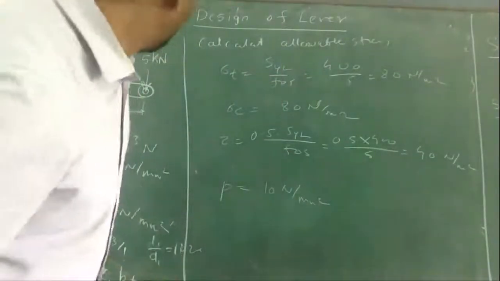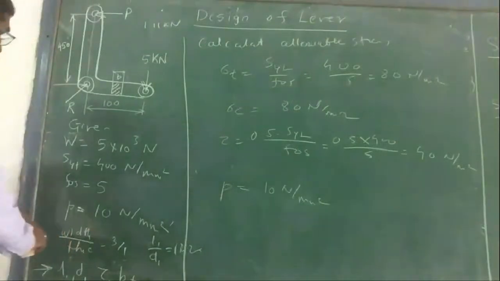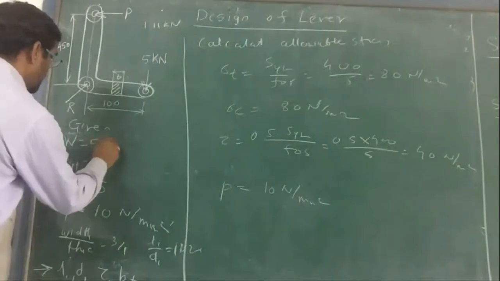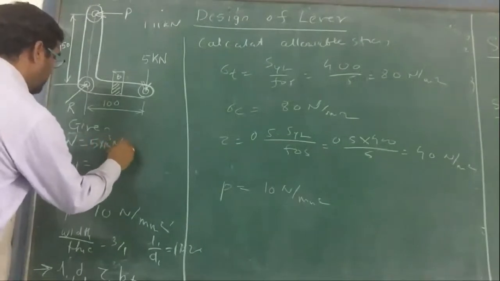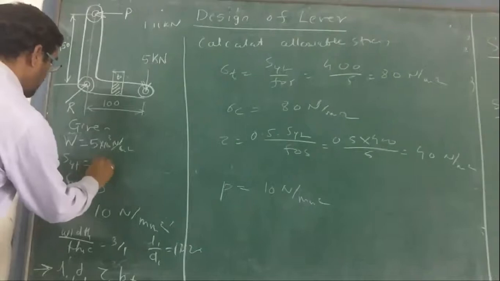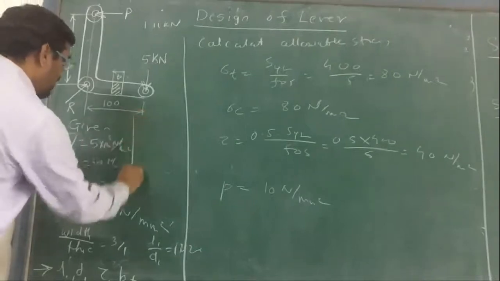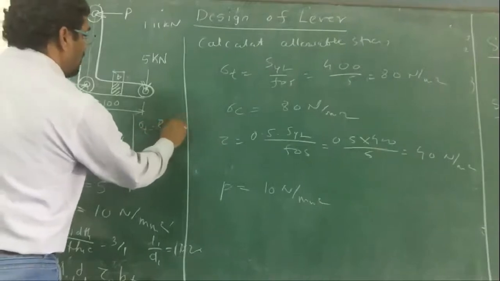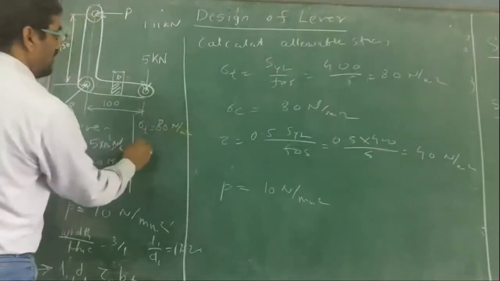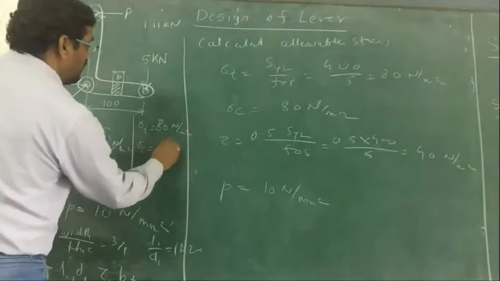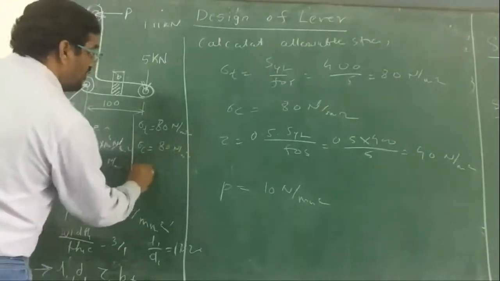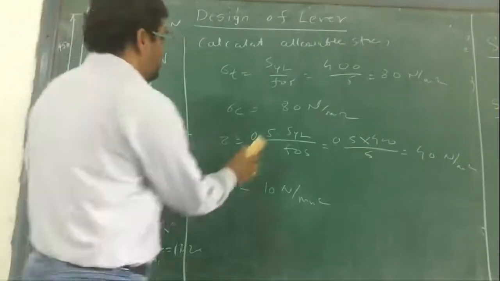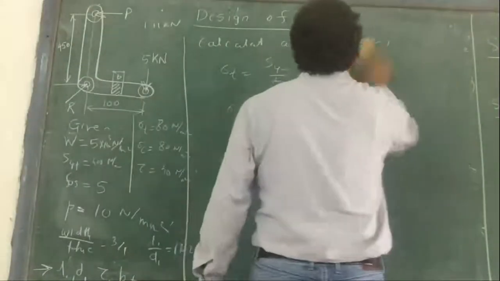So let's try to write it somewhere. Just try to reduce this thing. FOS is 5, the load is 5 into 10 raised to 3 Newton, right. SYT is 400 Newton per mm square. Here I will write: the allowable sigma T we got as 80 Newton per mm square, then sigma C we got as 80 Newton per mm square, and tau we got as 40 Newton per mm square. So these are the allowable stresses which we got, which we use for the design.